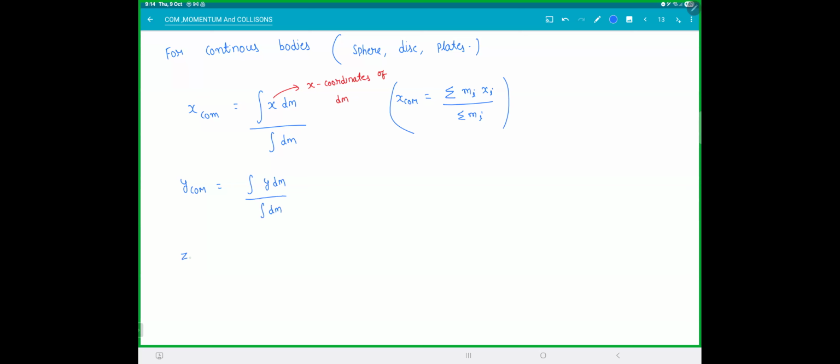So when you're dealing with continuous bodies, use integral. When you're dealing with particles, use that sigma mi ri thing. Technically, both are the same formula. It just depends on what shape you're dealing with. Clear with this? Let's start off with a question. Any doubt so far?